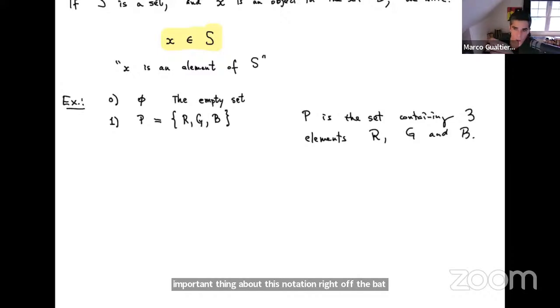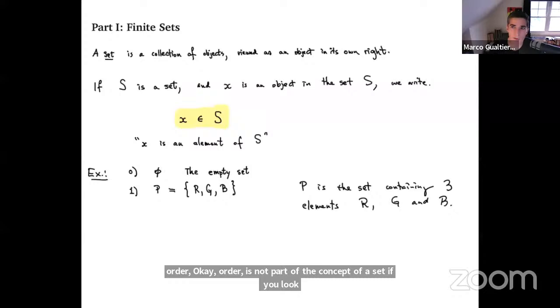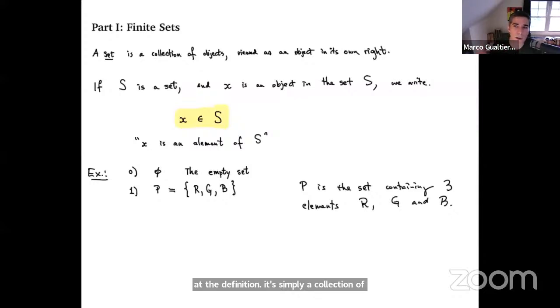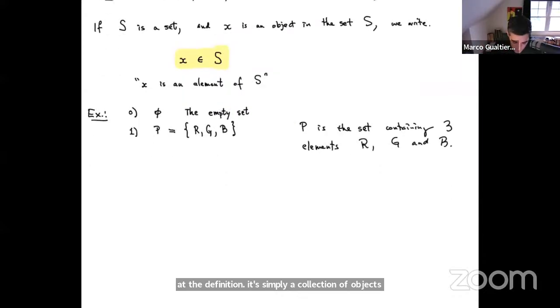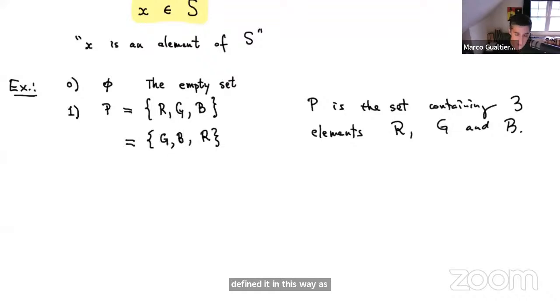Now the important thing about this notation right off the bat is that although it is presented to you as a list in order, order is not part of the concept of a set. If you look at the definition, it's simply a collection of objects. It is not a collection of objects in a particular order. What that means is that this set P, I could have defined it in this way as well, and this would be identical to the first way of describing it.